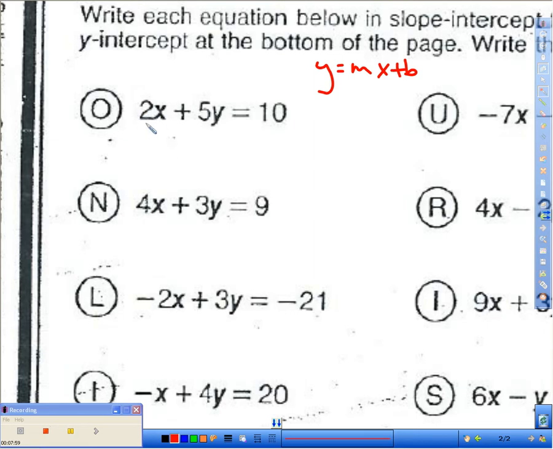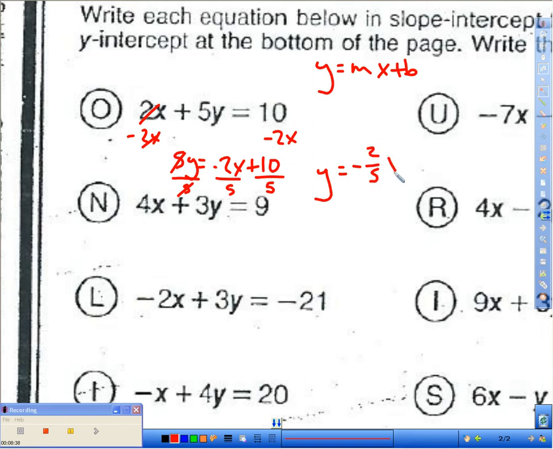So on the first one, we need to subtract 2x from the left and subtract 2x from the right. The 2x's give us 0. So we're left with 5y equals 10 minus 2x, but since I want to put the term with the x in it at the front of the equation, I'm going to write that as negative 2x plus 10. And then finally we need to divide the left by 5 and divide each term on the right-hand side by 5. When we've done that, the 5's give us 1, so what we end up with is y equals negative 2/5 x plus 2 when we divide the 10 by the 5.